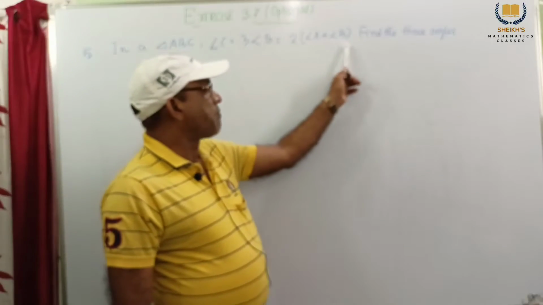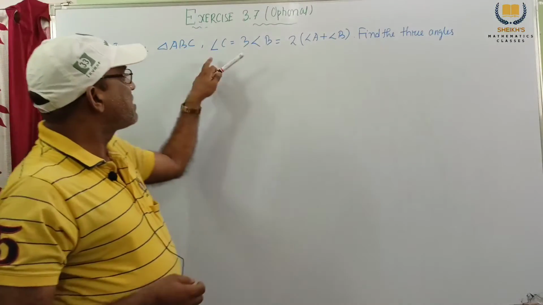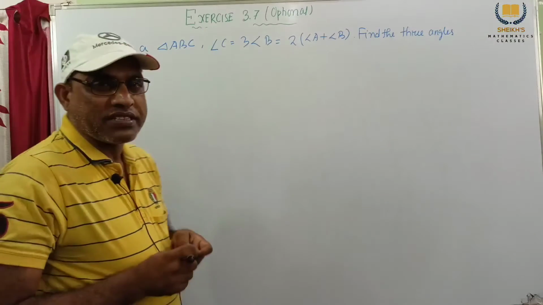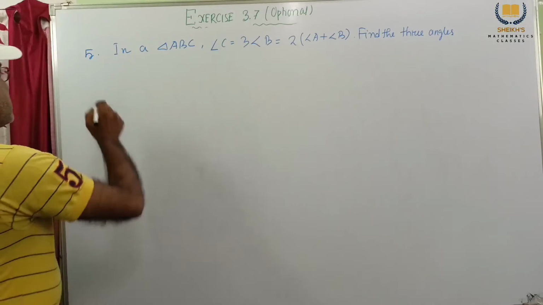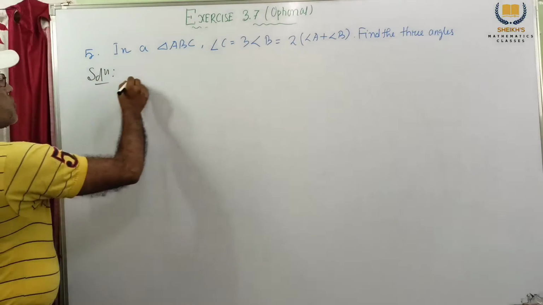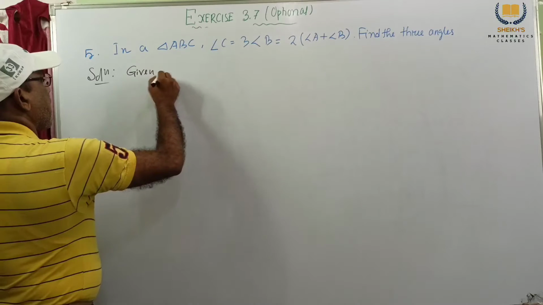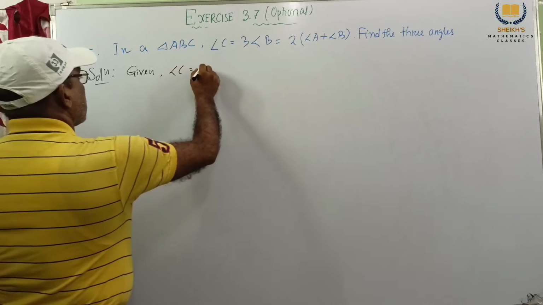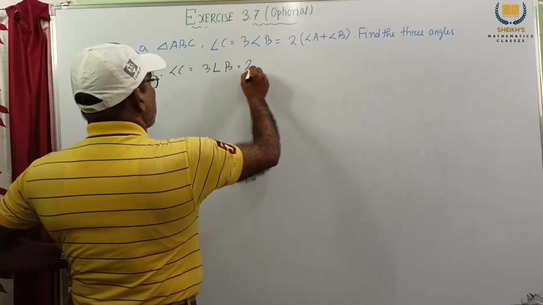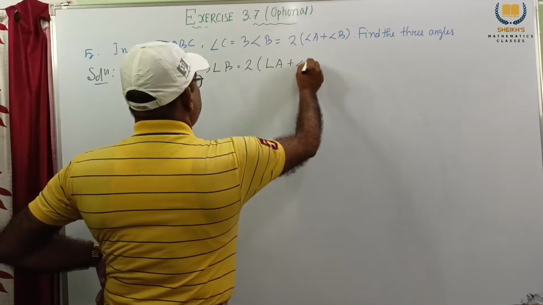2 times of angle A plus B. Find the three angles. So these conditions are given. Now we have to find three angles A, B, C. What are the angles? Now the solution starts. So here given, angle C equal to 3 times of angle B equal to 2 into angle A plus angle B.